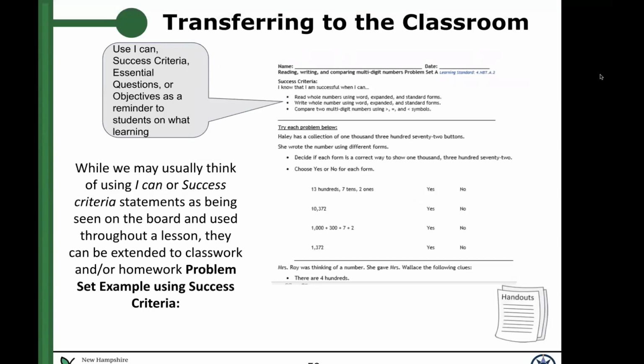This is an example of a homework. We can take the list from the board or the paper that we have it on in the room, and we can also incorporate it into classwork or homework papers that we may be giving them so they can see them and remember them there. It can also be a communication key to talking with their parents about what they are learning.